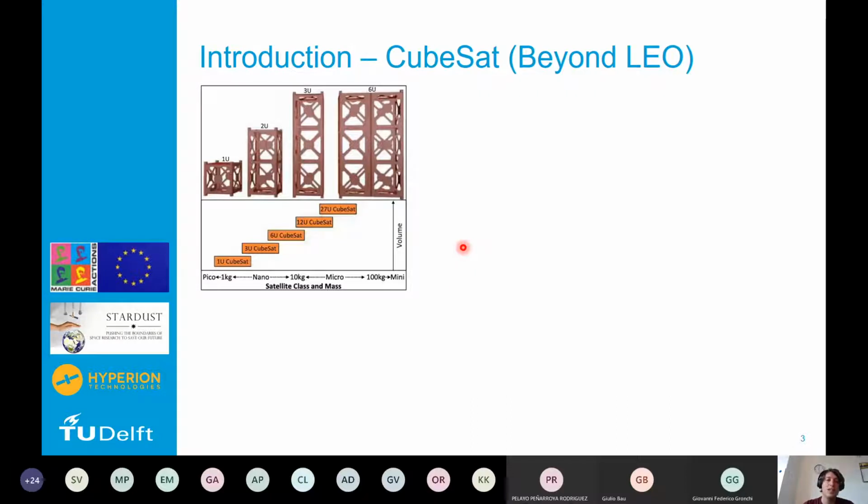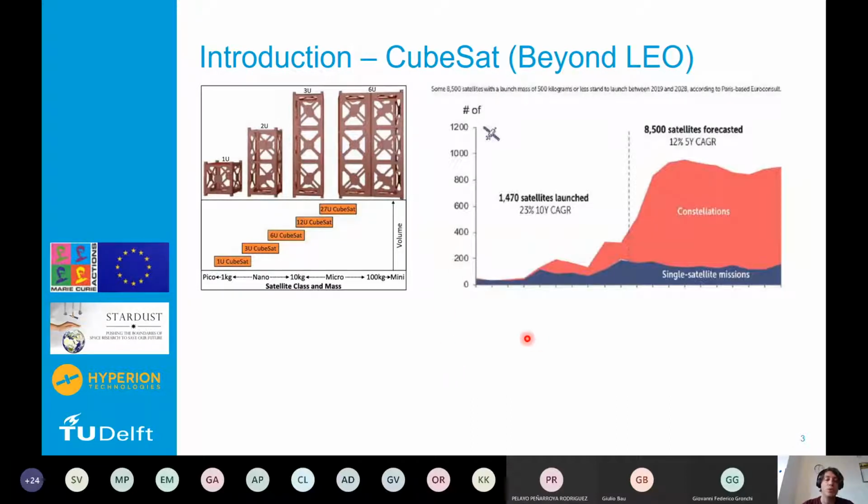Usually CubeSats were born for educational purposes, and they were used by academia with students, I would say. But recently, they have been widely considered for many other purposes, such as scientific research. And in general, small satellites, and so also CubeSats, have seen an increasing interest, and many small satellites have been planned to be launched in the next years.